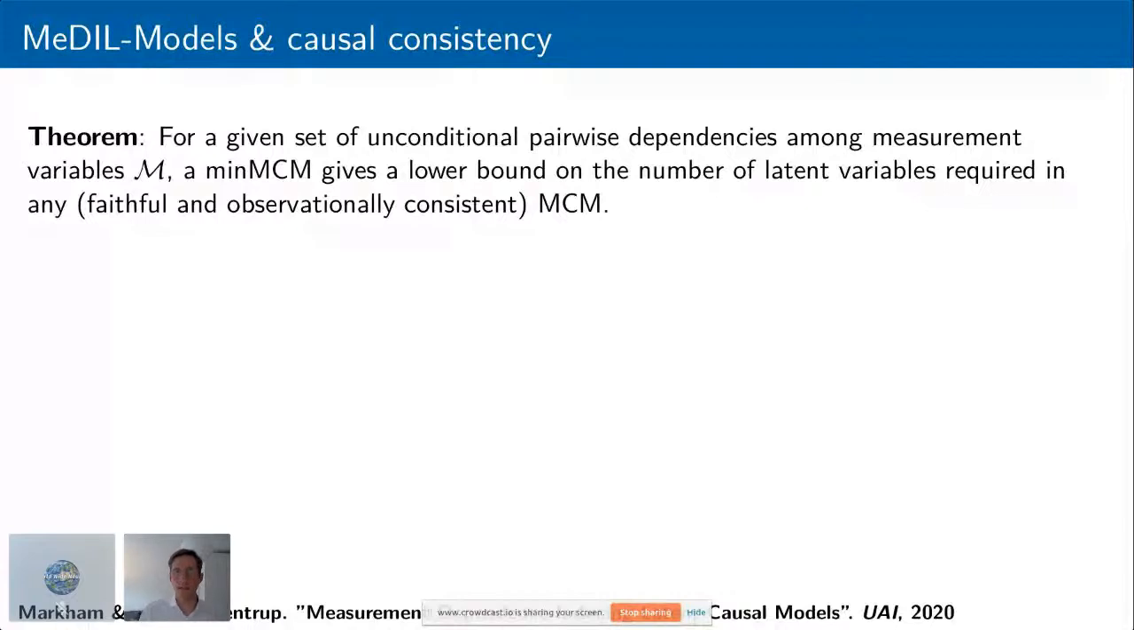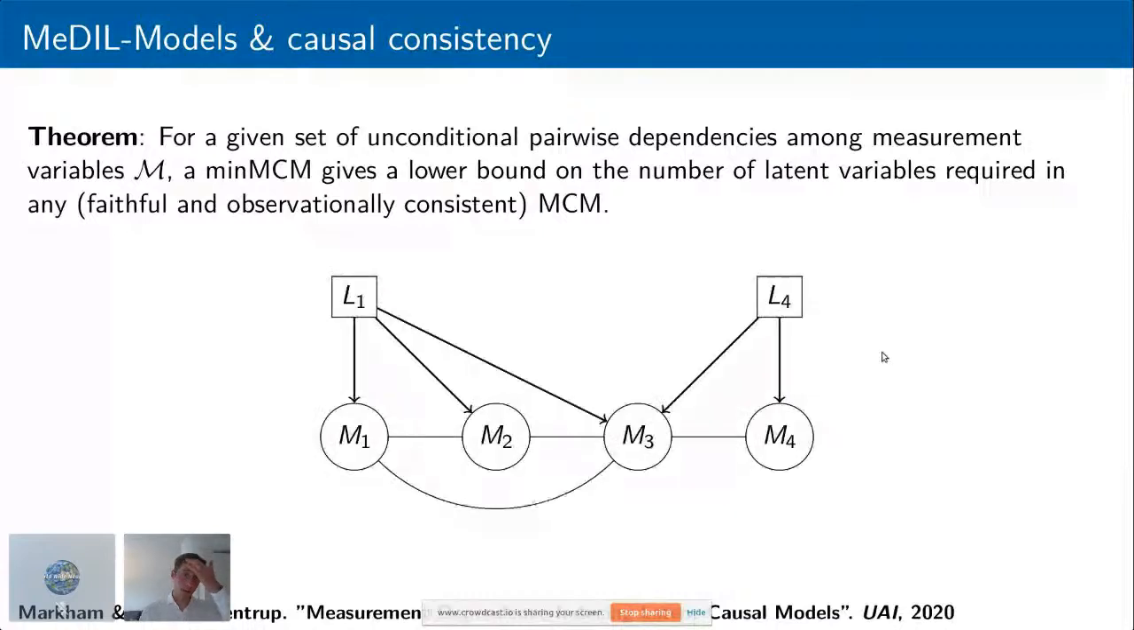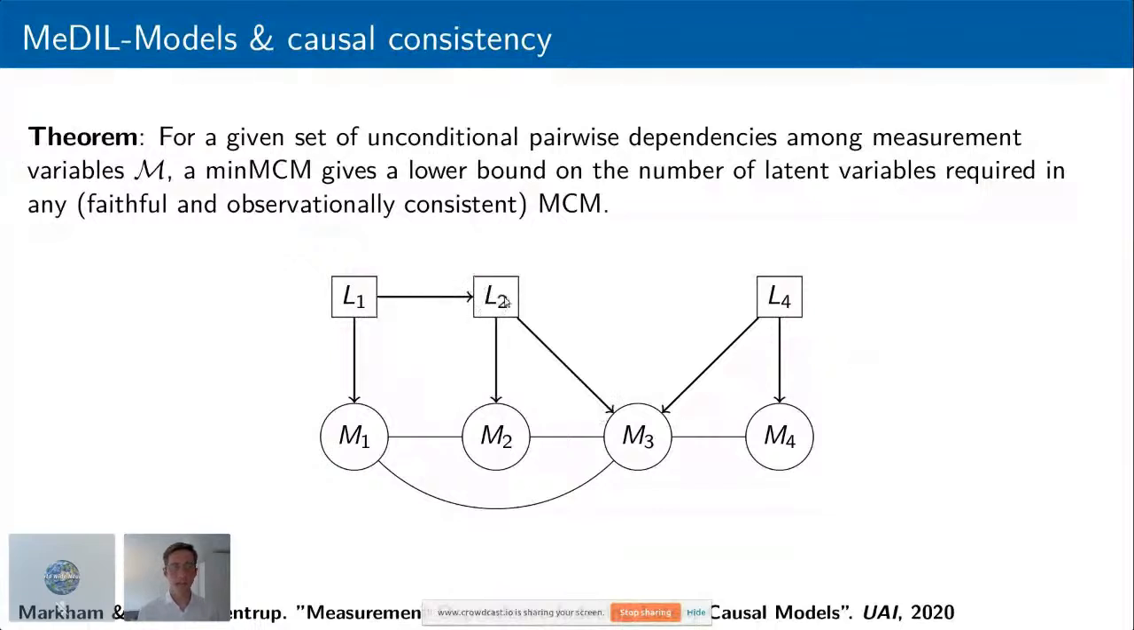So in a sense, a min-MCM is the most macroscopic model that you can come up with for a certain set of observations. Going back to our example with this min-MCM of 2 latent variables, there are certainly many more latent models that are consistent with these measurements. For instance, you can add another latent and add a connection between L1 and L2, and that is also consistent with our observations. But it's not a minimal one because you have a larger number of latents.